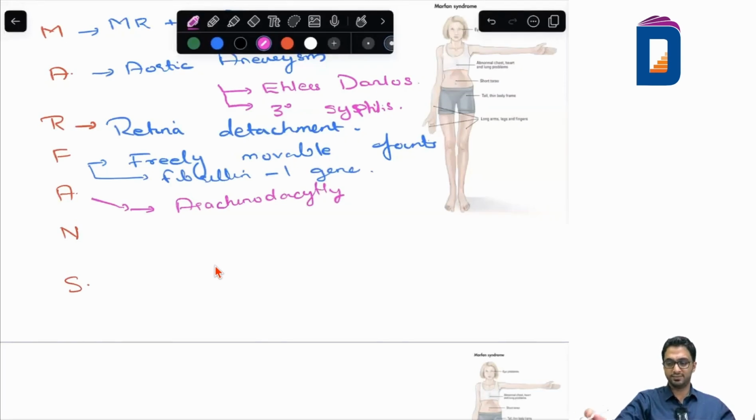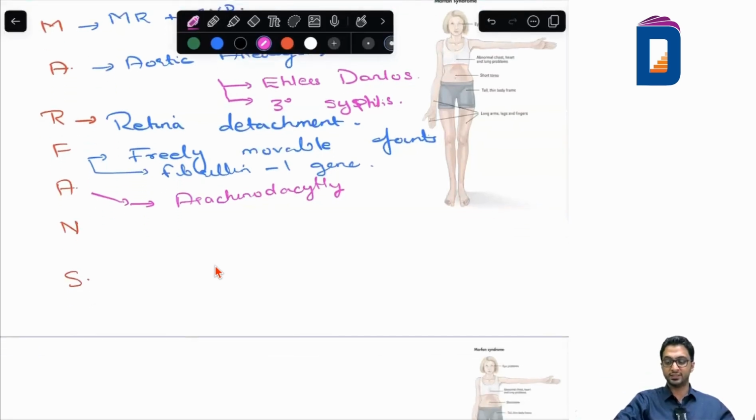Oral pathology. Arachnodactyly is like long and slender fingers. Very long. Basically, these patients are very tall. Just to remember, it's not the exact 9 feet height, but it's a very long patient. So arachnodactyly.